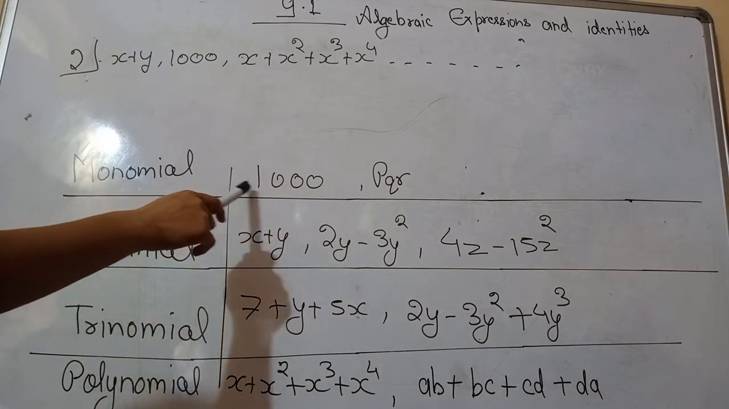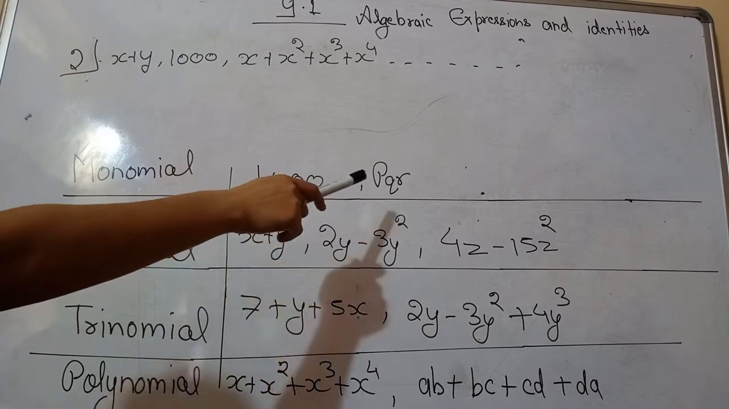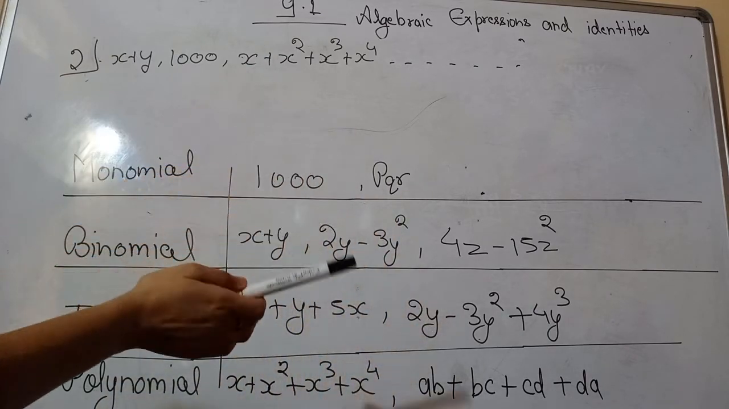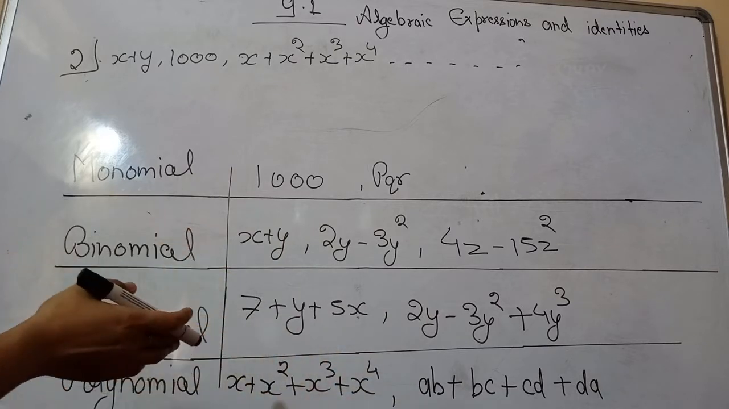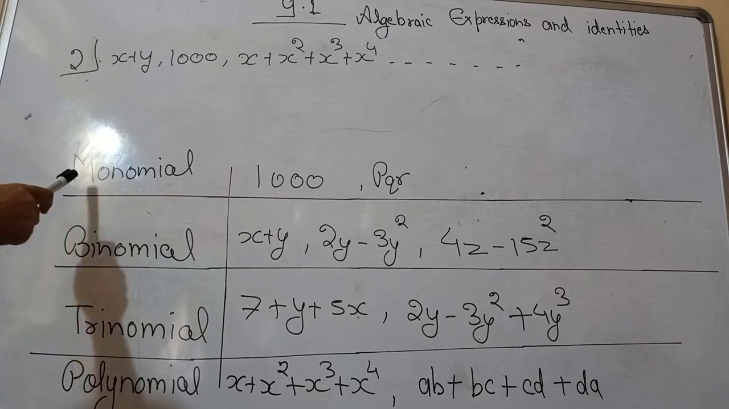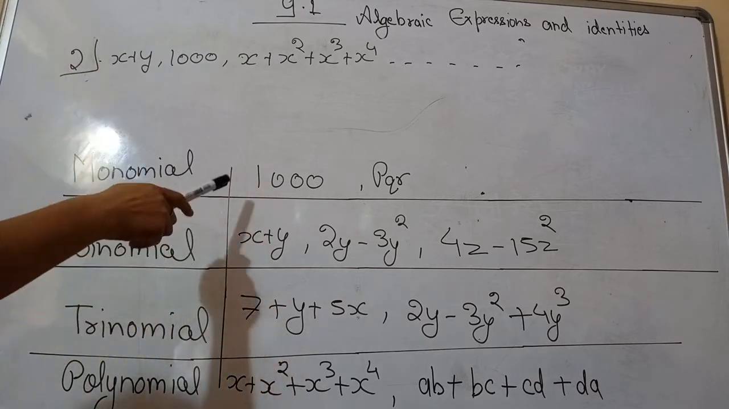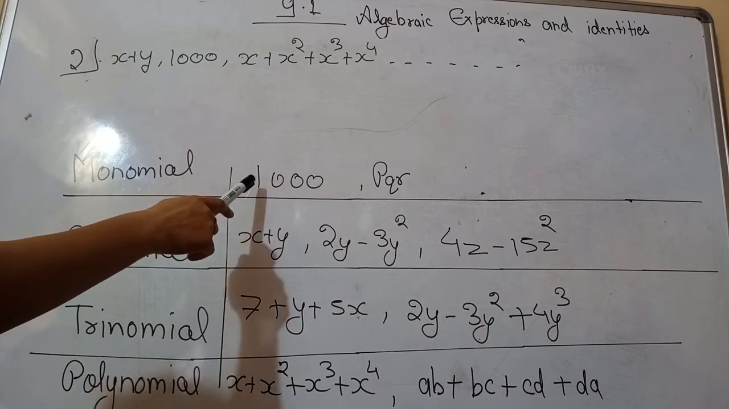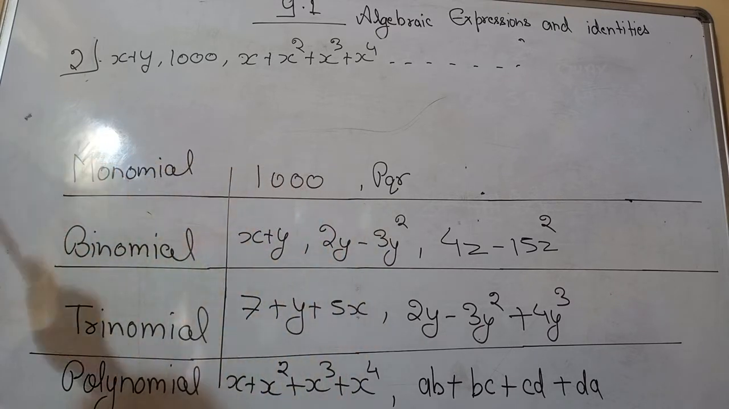Here you can see 1000 is only one term and PQR is also only one term. Means there is no plus or minus sign, or we can say divide or multiplication sign to divide the given expression. Okay. So monomial means the particular expression which is containing only one single term. So here you can see I have classified 1000 and PQR into the monomial category.